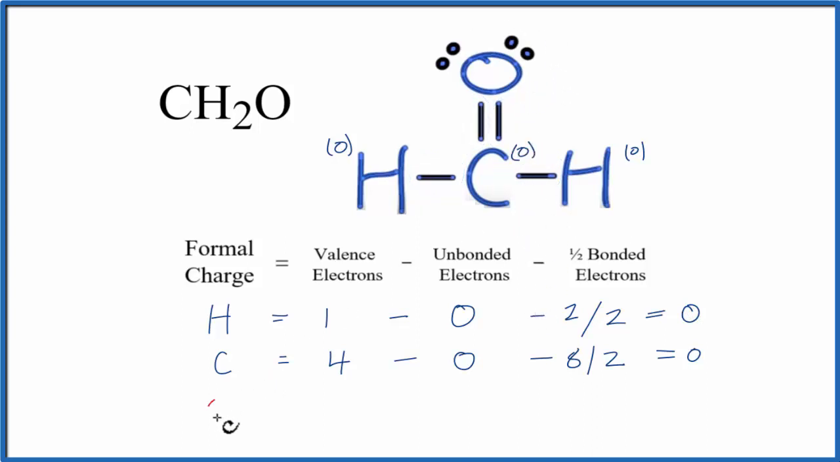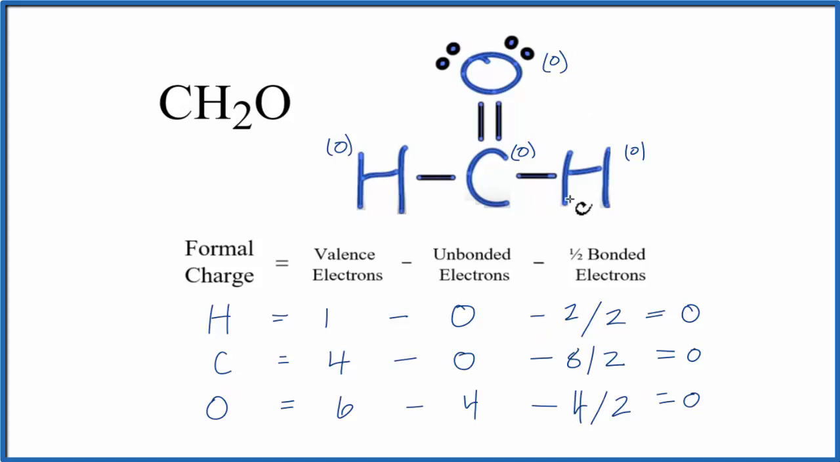Last, let's do the oxygen. Oxygen, group 16 on the periodic table, 6 valence electrons. Unbonded, we have 2, 4 of those. We'll subtract 1/2 of the bonded valence electrons, these here. So we have 2, 4 of those. 6 minus 4, that's 2, minus 2, that equals 0. So the formal charge on the oxygen, that's going to be 0.